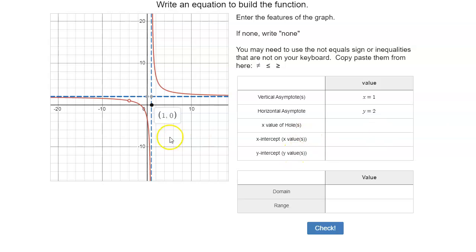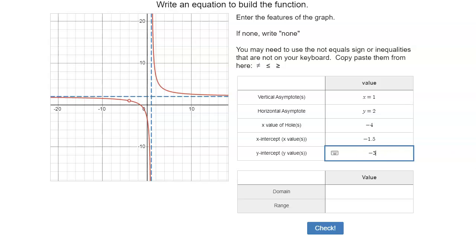Okay, then I see that there is a hole and it is located at negative 4, 1. And since I'm only putting in the x value, I just put in negative 4. Now the x-intercept, I look at that and that occurs at x is equal to negative 1.5. So I just put in negative 1.5, right? Because it's just the x value. This is important. Okay, the y-intercept, just the y value of the y-intercept is, goodness, up negative 3.